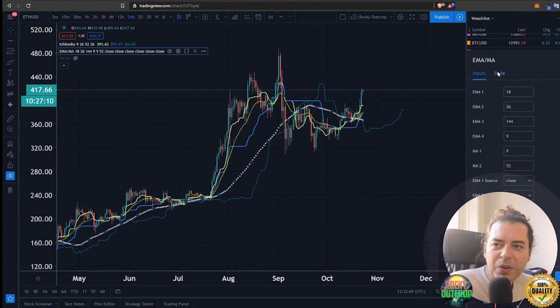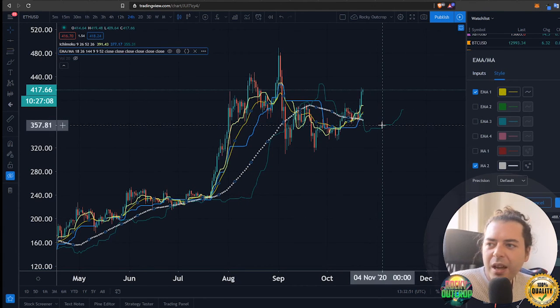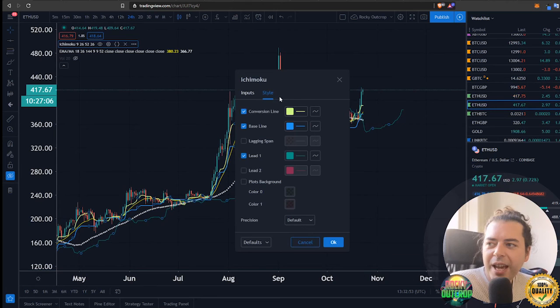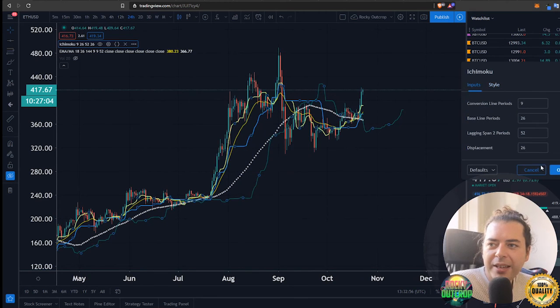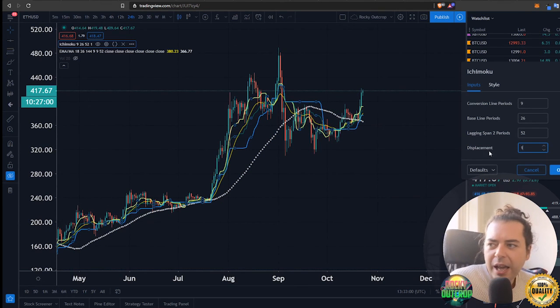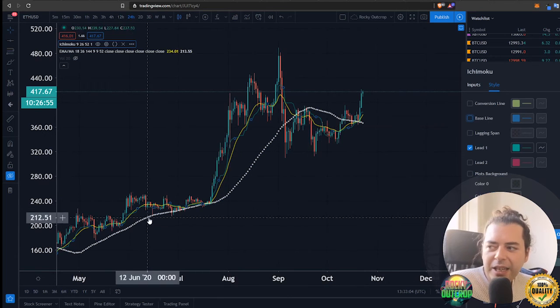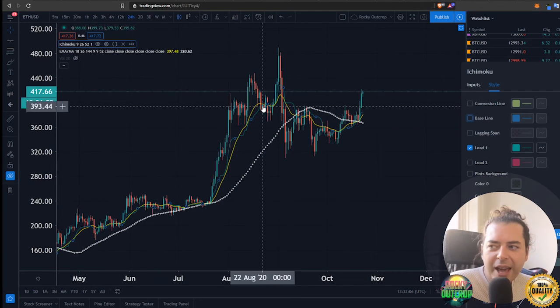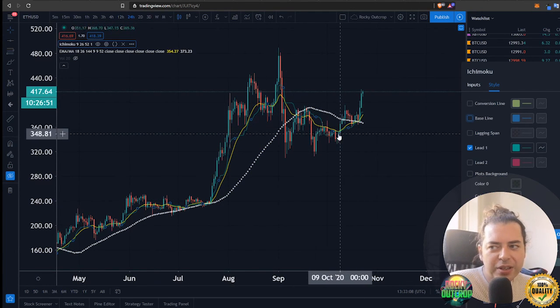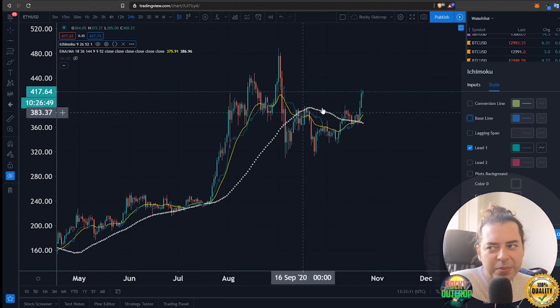If I then just move the displacement of this back down again to 1, and then hide the conversion and the baseline, then you can see how this is kind of like that moving average projected out into the future as well, and how the interaction between this price action goes.